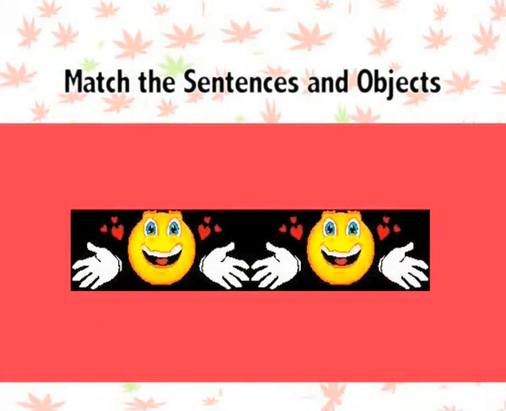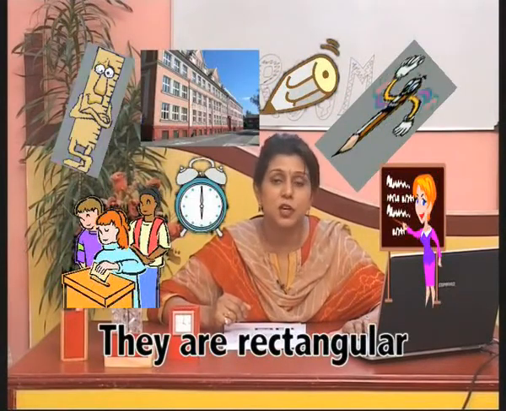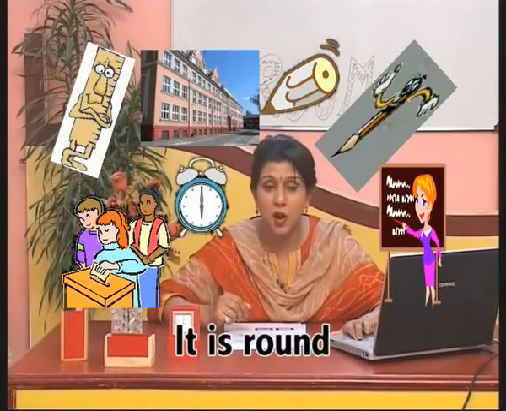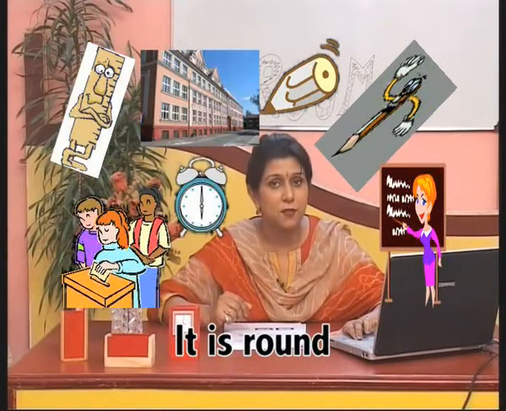Now, what I'm going to do now is speak certain sentences. You can see a few objects in your workbooks, and you have to match the sentences with the shown objects. So I'm going to speak the sentences one by one. They are rectangular. It is round. Look carefully.